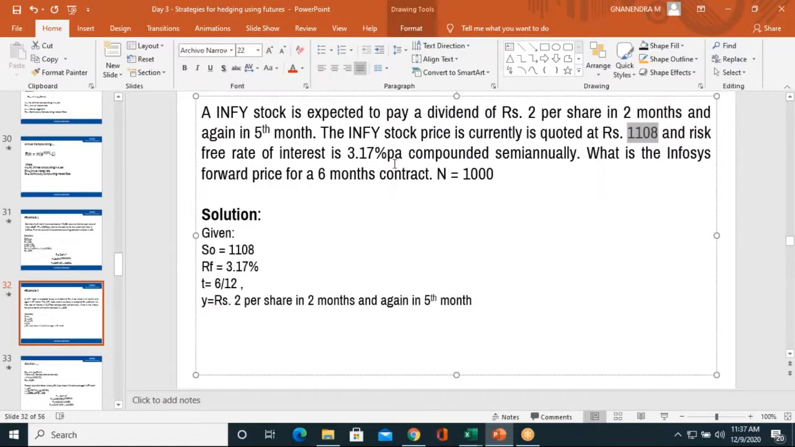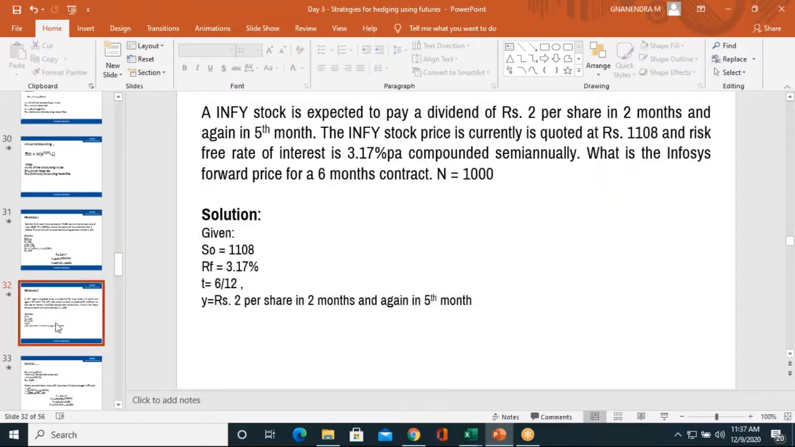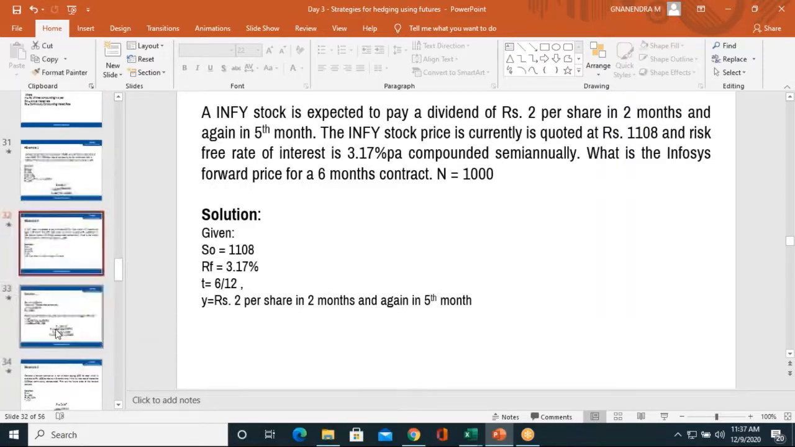So then what is the Infosys forward price for a 6-month contract, where the contract multiplier, the lot size, is 1000 shares? In that case, I'm going to calculate which case it is. Could anybody tell which case? Second one. Yeah, there is an income, a fixed amount of income of 2 rupees in the 2nd month as well as the 5th month.